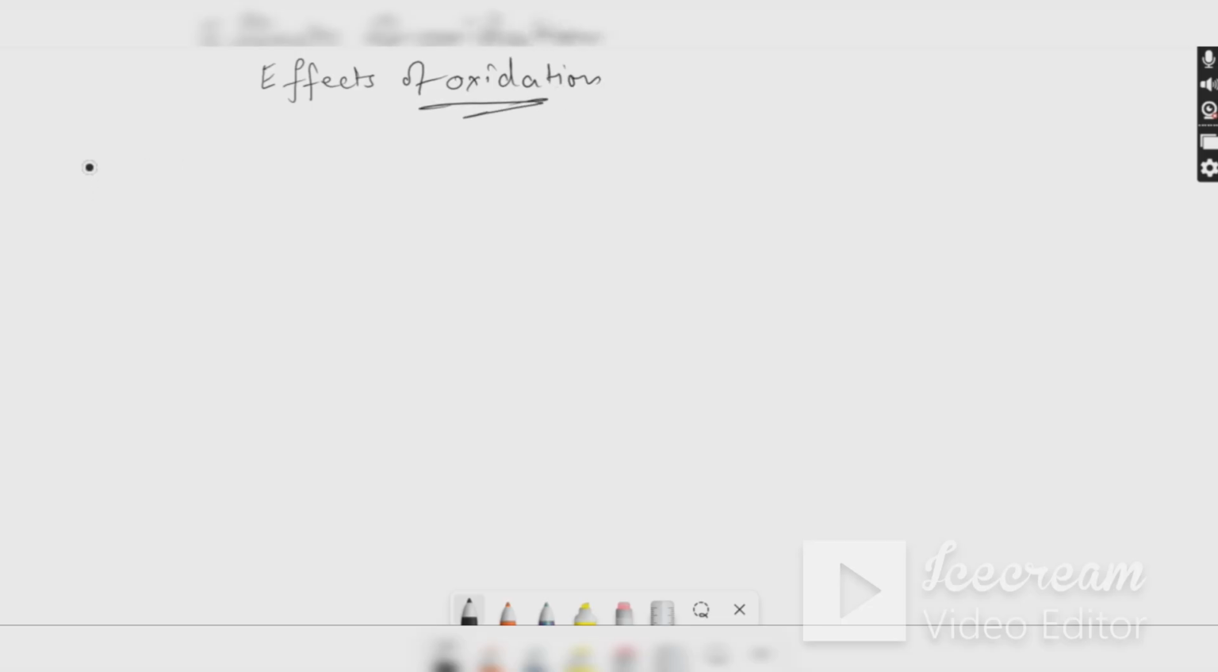Effects of oxidation. First and foremost, as I was telling you, the food. Rancidity. Rancidity means what? Oxidation of oils or fats in the food, resulting in bad smell or taste. So if you have a food which is kept outside for a long time, you will have a bad smell or a bad taste. This is known as rancidity, and it basically happens with food with oils and fats.